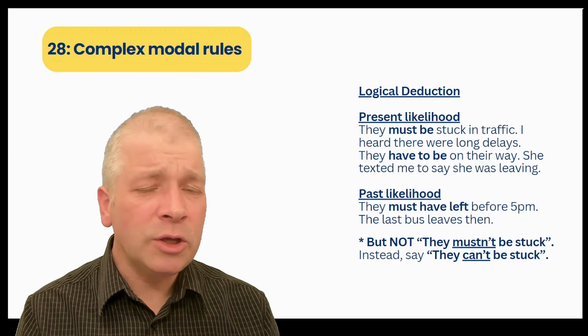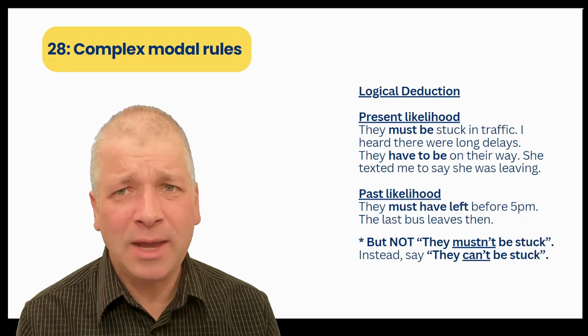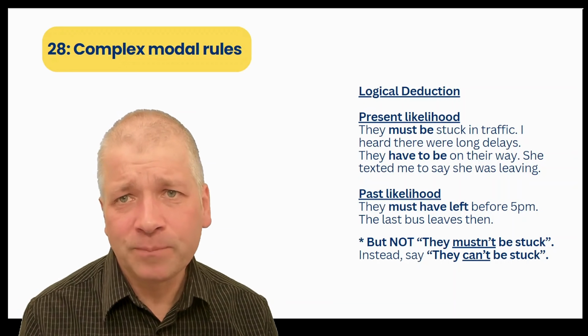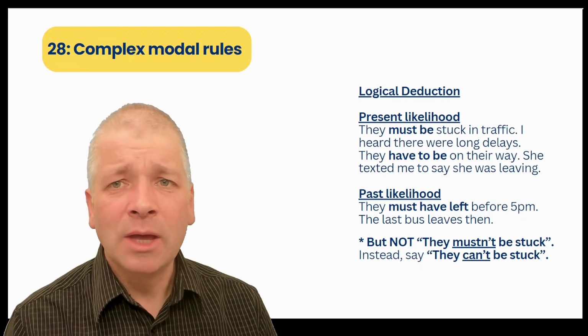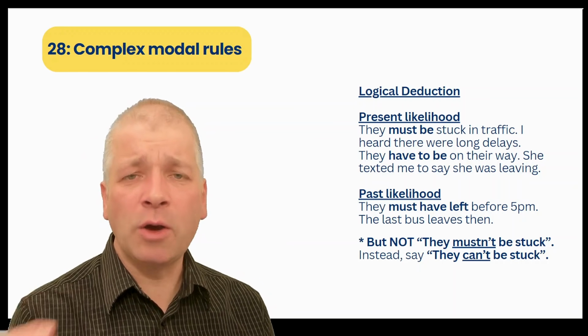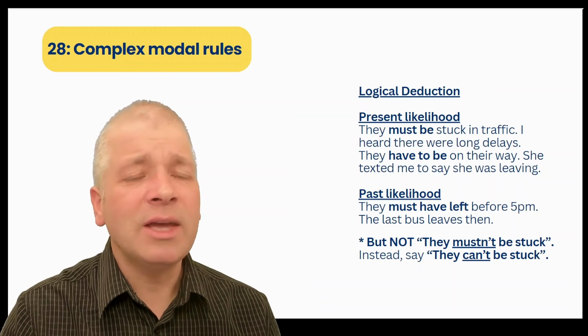Past likelihood uses must have. They must have left before 5 p.m. We don't use have to for past likelihood. But note here, if you are looking for the opposite of likelihood, don't use mustn't. We still have to use can't instead.